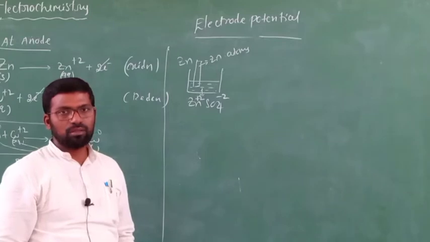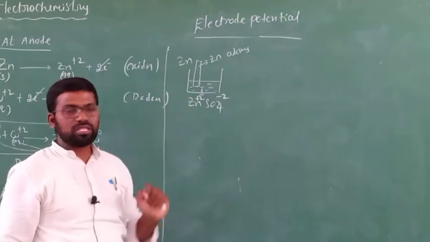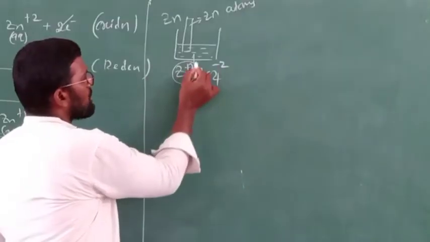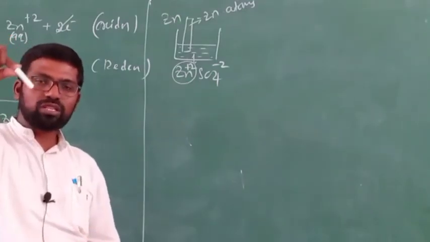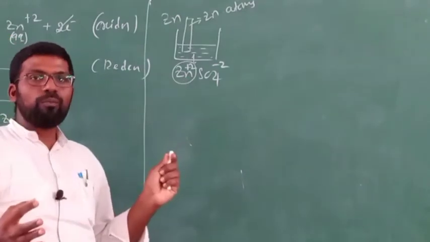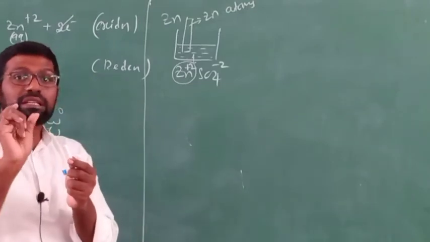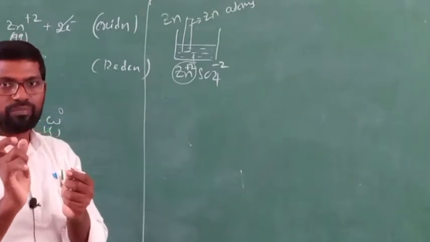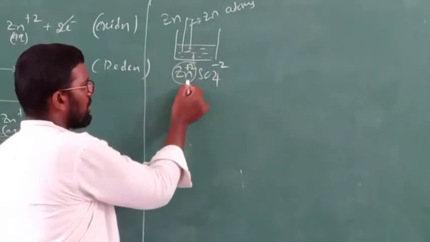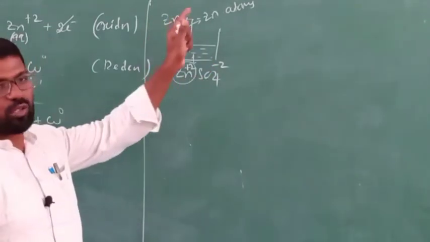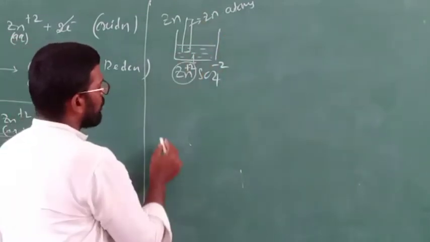Do you understand? Okay, once again I will tell. Here zinc atoms have their own potential and Zn plus 2 ions of the solution have their own potential. When both are in contact with each other, there exists some potential difference between zinc metal atoms and zinc ions. That potential difference is called the electrode potential of zinc. Then what is the definition of electrode potential?